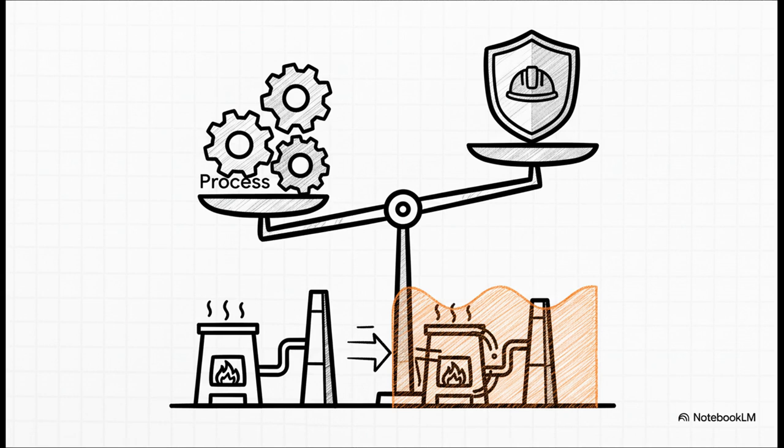You want to arrange the equipment to follow the natural flow of the process, maybe even use gravity to move liquids and save energy. But then you have these strict safety rules, like keeping those fired heaters at least 15 meters away. Process logic says put it close. Safety logic says keep it far apart. The final design is always a compromise between those two.